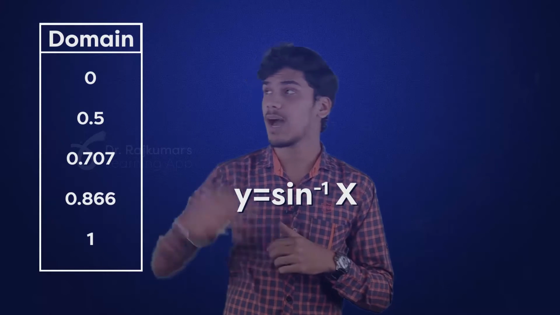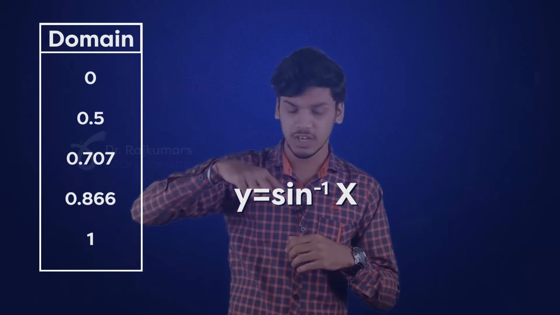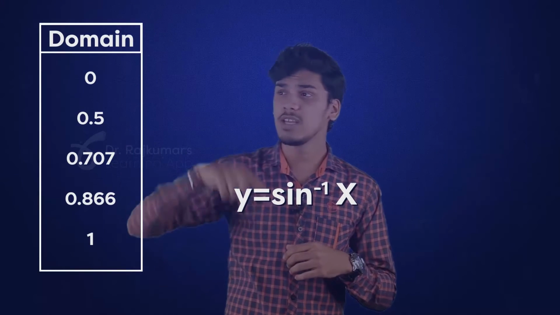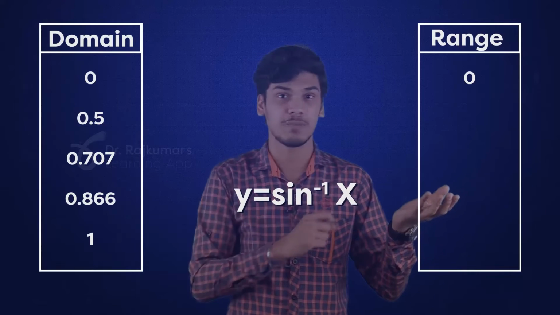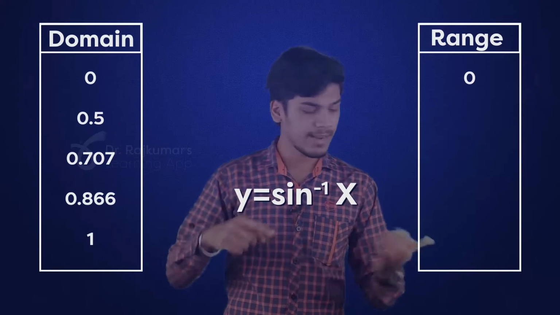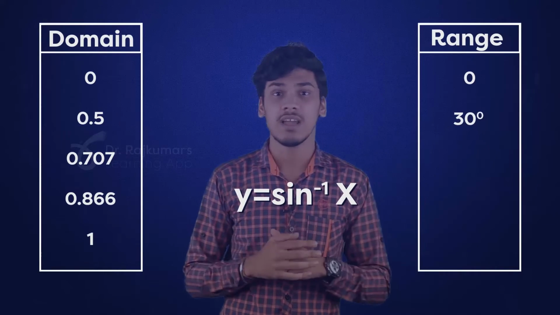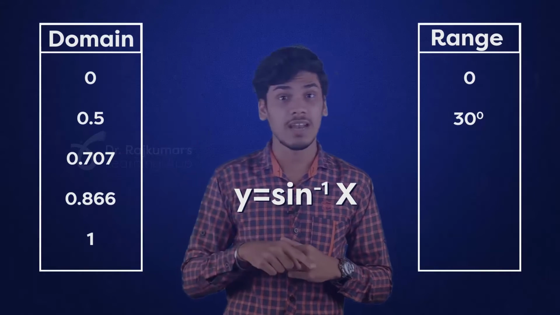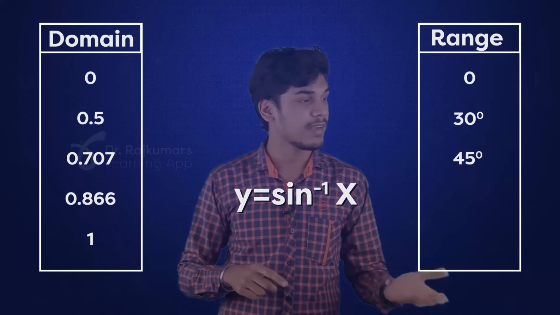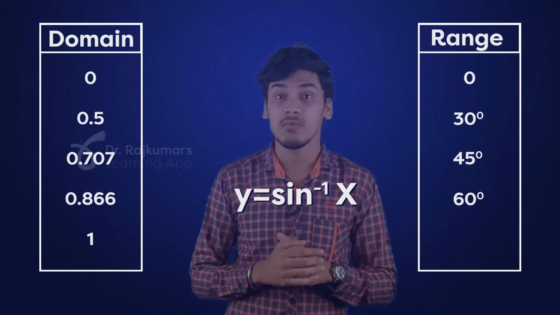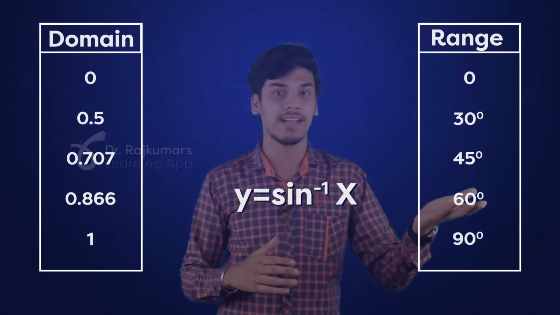Now what I do is, I put all the values inside this function to get an output. When I put 0, I get the output also equal to 0, which I put inside the range. Next, when I put 0.5, I get 30 degrees, put it inside the range. When I put 0.707, I get 45 degrees. When I put 0.866, I get 60 degrees. And finally, when I put 1 inside this, I get 90 degrees.